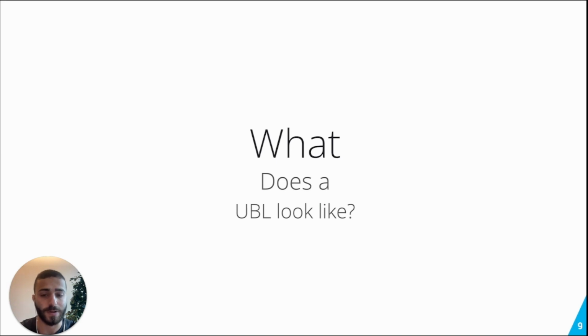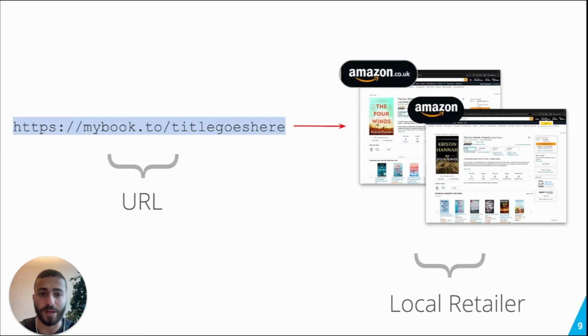Now, enough technical talk. What does a universal booklink look like in practice? If you ask me, there are two main types of universal booklinks. The first one is one that's compatible with just Amazon. As we can see here, this URL detects which country or the IP address of the incoming traffic and sends the reader to the correct Amazon storefront, depending on where they live.